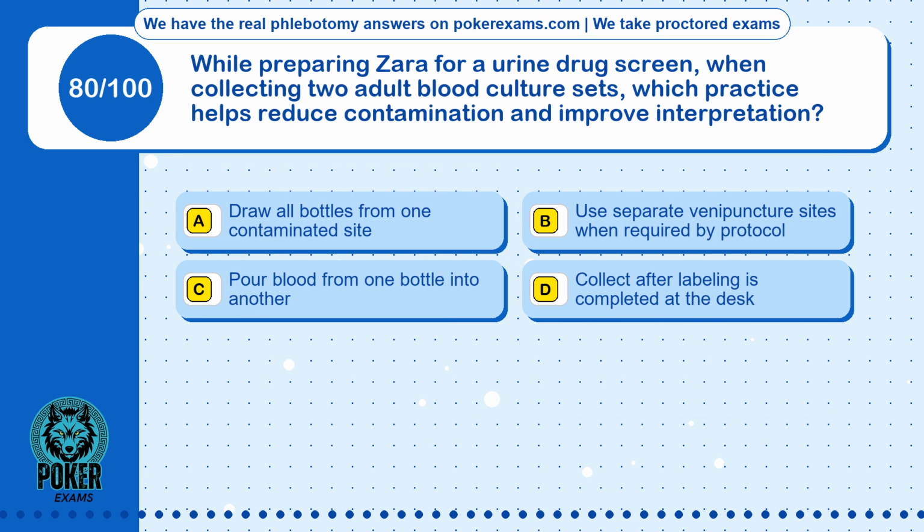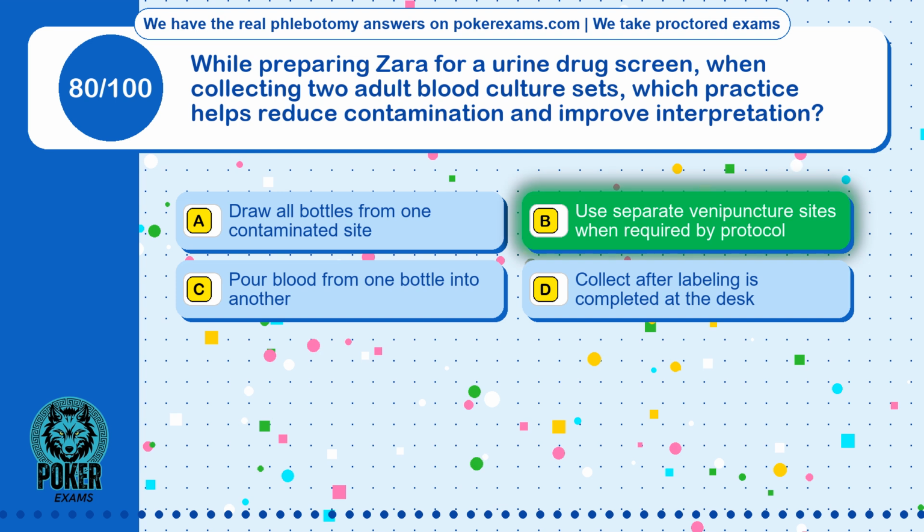Question 80. While preparing Zara for a urine drug screen, when collecting 2 adult blood culture sets, which practice helps reduce contamination and improve interpretation? Option A. Draw all bottles from one contaminated site. Option B. Use separate venipuncture sites when required by protocol. Option C. Pour blood from one bottle into another. Option D. Collect after labeling is completed at the desk.